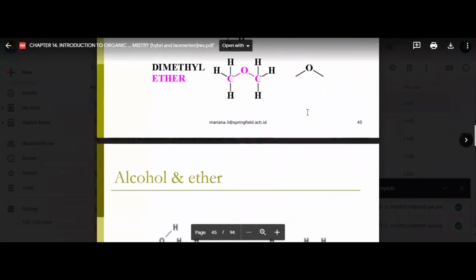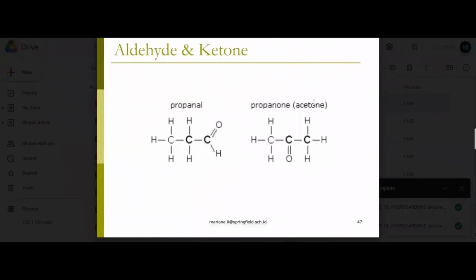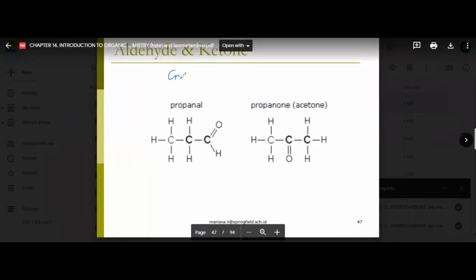Functional group isomerism. Next is aldehyde and ketone, CnH2nO. In this example, propanal with propanone. You can see that propanal has 3 C's, 6 H, 1 O, C3H6O. How about propanone? C3H6O. So same molecular formula, but different functional group. Functional group isomerism. So alcohol with ether, aldehyde with ketone.